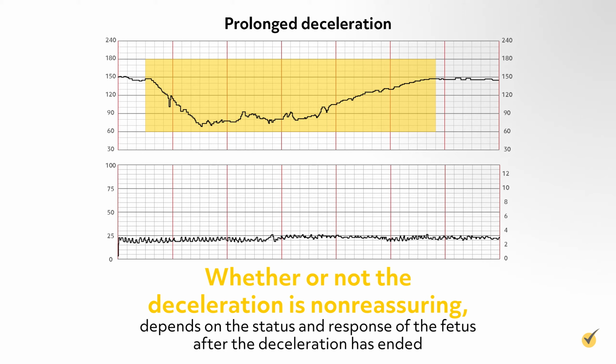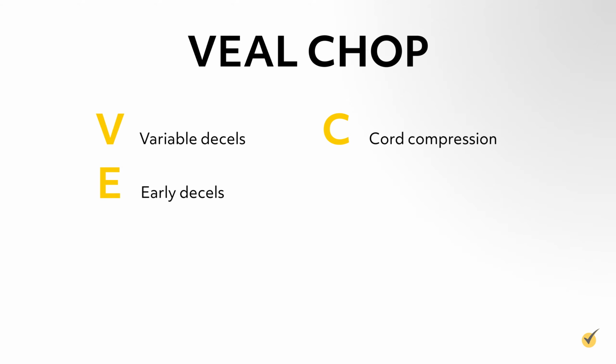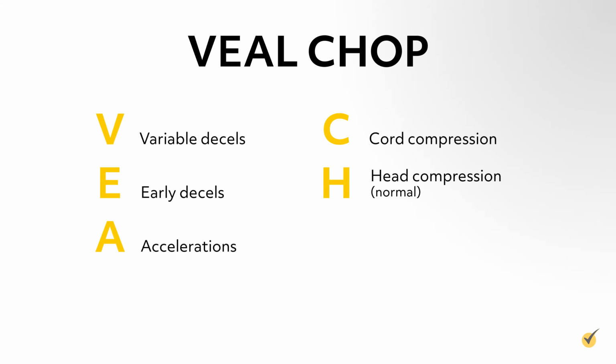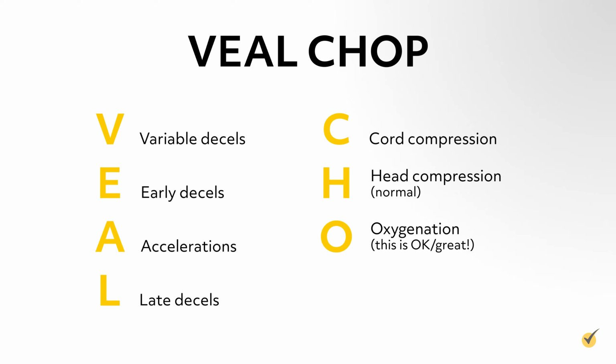There is a mnemonic commonly used to help you remember the types of decelerations and what is causing them. Veal CHOP. V stands for variable decels caused by C, cord compression. E, early decels caused by H, head compression, which is normal. A, for accelerations, caused by O, oxygenation. This is okay, great. And L, for late decelerations, caused by P, placental insufficiency.